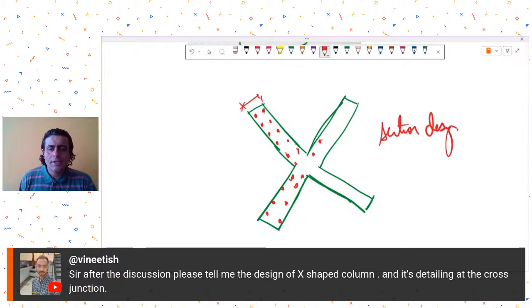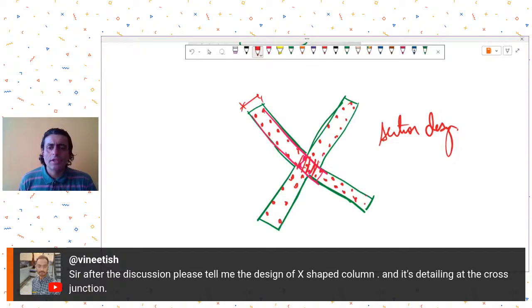At the junction, it will be sort of a neutral axis, whichever bending moment direction you consider. So no need to put a lot of reinforcement in the junction as such. Just ensure that sufficient reinforcement is there, so that when you provide lateral ties, you have some reinforcement available over here. Beyond that, don't put much reinforcement in this cross junction, common junction as such.